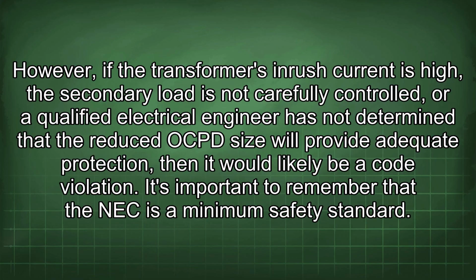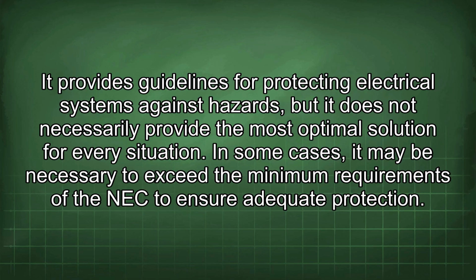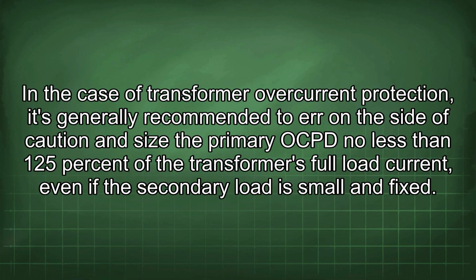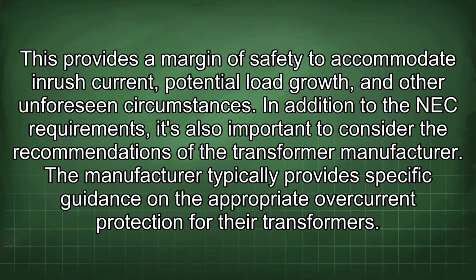It's important to remember that the NEC is a minimum safety standard. It provides guidelines for protecting electrical systems against hazards, but it does not necessarily provide the most optimal solution for every situation. In some cases, it may be necessary to exceed the minimum requirements of the NEC to ensure adequate protection. In the case of transformer overcurrent protection, it's generally recommended to err on the side of caution and size the primary OCPD no less than 125% of the transformer's full load current, even if the secondary load is small and fixed. This provides a margin of safety to accommodate inrush current, potential load growth, and other unforeseen circumstances.